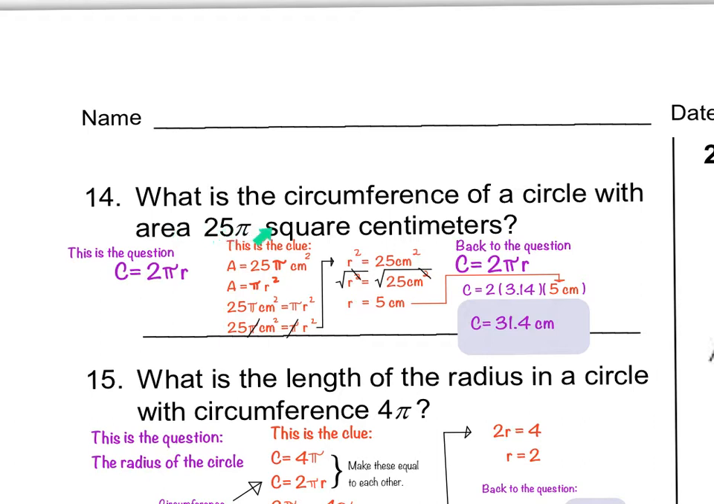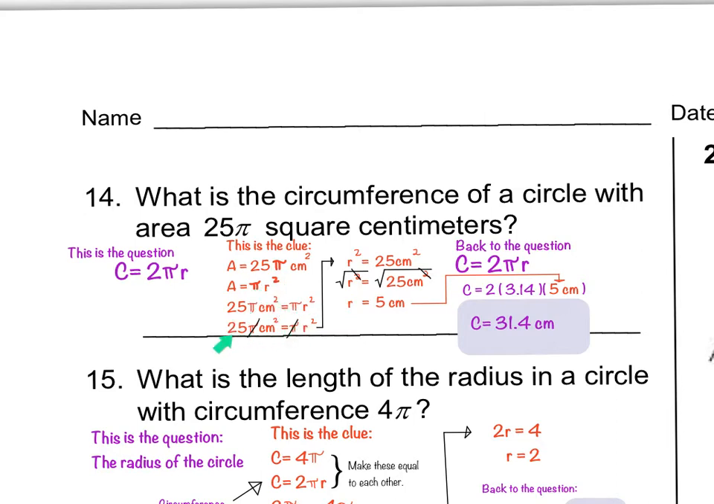Then they give you a clue. The clue they gave you here is the area. The area is 25 pi. So we're writing down their clue. Area is equal to 25 pi centimeters squared. But we know the formula of the area of a circle, which is area is equal to pi r squared. What you want to do is set these two equal to each other without the area involved. So 25 pi centimeters squared equals pi r squared.